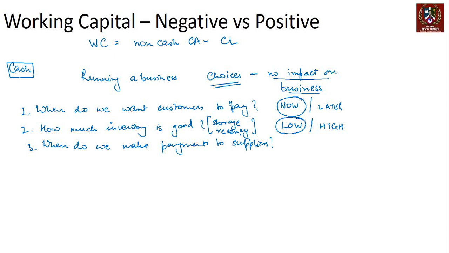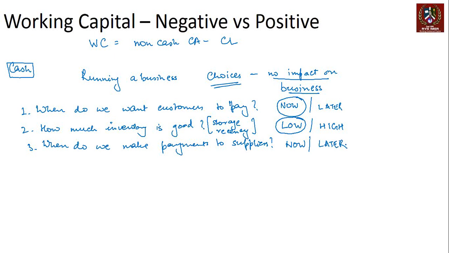All the while, there's an expense that comes in terms of upkeep of inventory itself. So ideally, I want low inventory. And then when should we make payments to our suppliers? Should that be now or should that be later? If I pay it now, the money is gone.